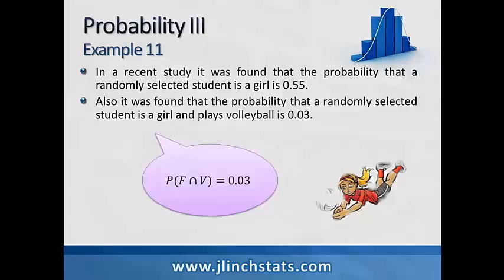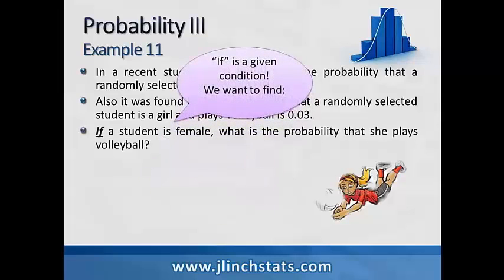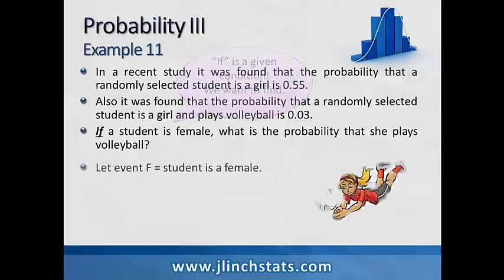Now if a student is female, what is the probability that she plays volleyball? We see the word if here in a probability statement, and it's very important to note that that particular word lets us know that there is a given condition. We want to find, in this case, this particular probability based on this condition. So given that we have a student that's a female, what's the chance that she plays volleyball?